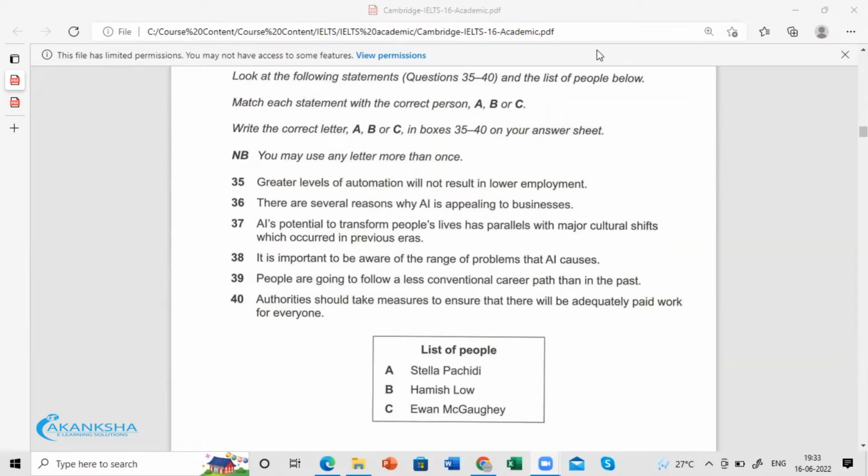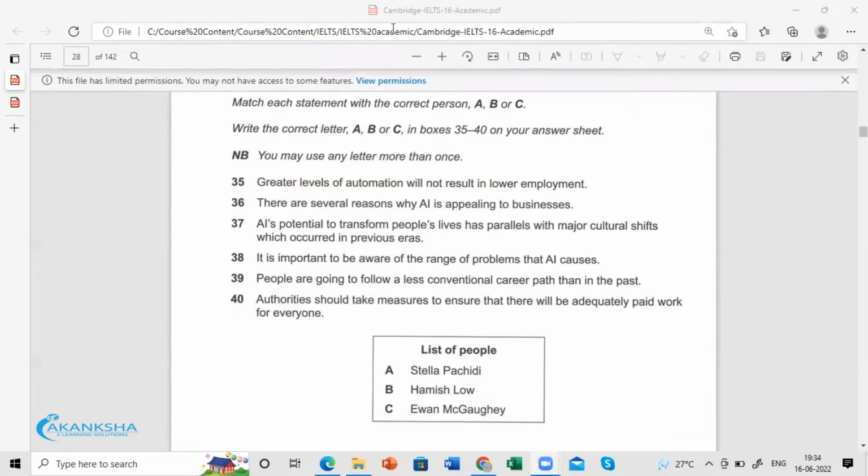Match the information means that the information, the ABC, the list of people that is given there, has to be matched with the statements given from 35 to 40. So that's exactly what the statement is. So we need to be very careful here with these statements.